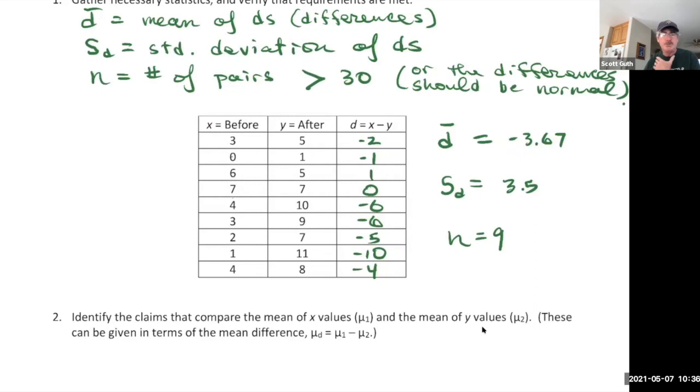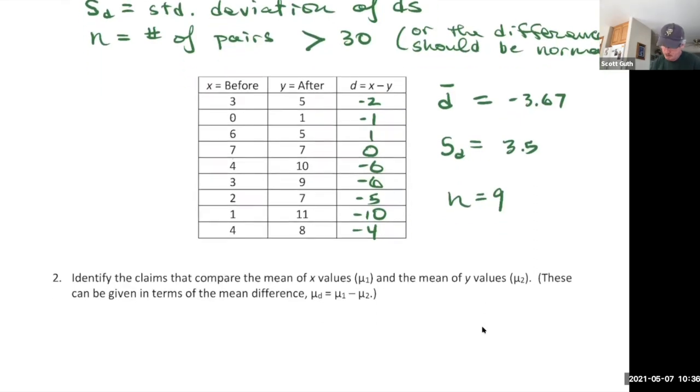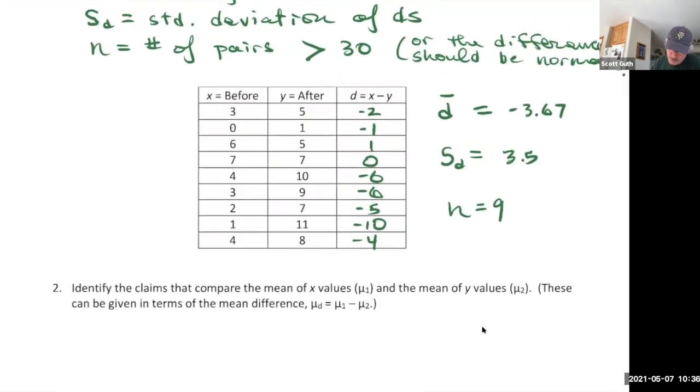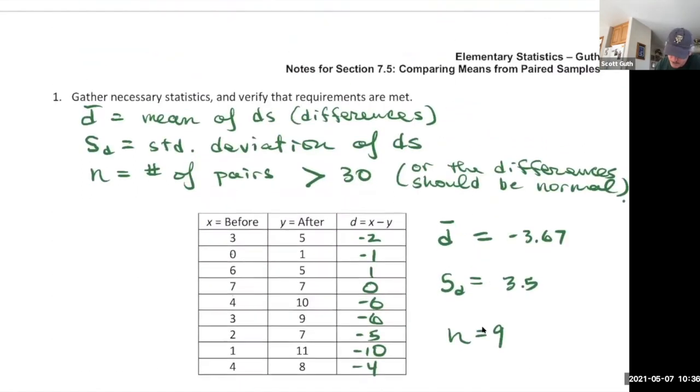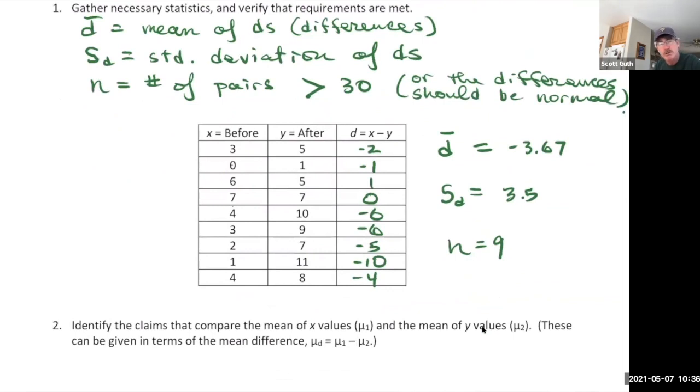So I've copied in those statistics. The next thing we do here is set up our claims. We need a null hypothesis and an alternative hypothesis. It's a little confusing because there's a couple of means, right? There's a mean mood level before you went on the treatment, and then there's a mean mood level after you go on the treatment. We hope there's a change.